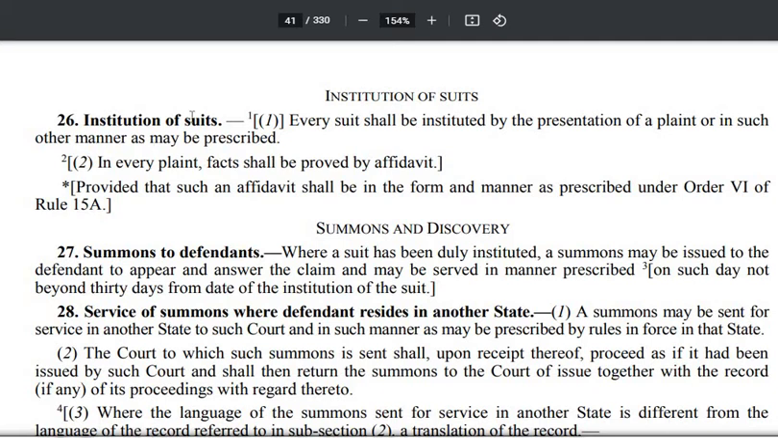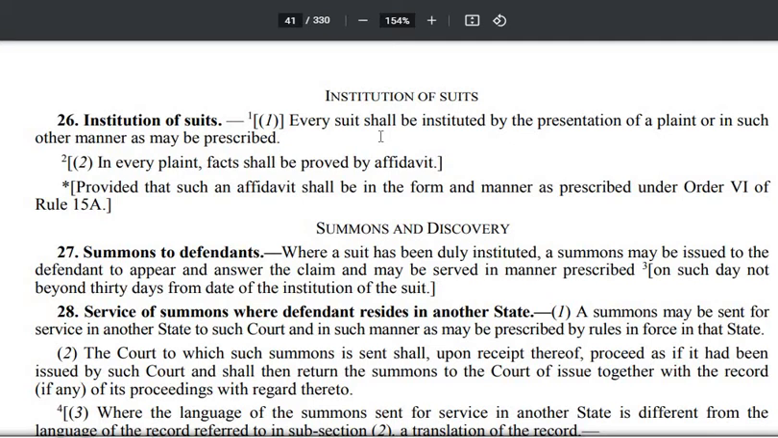So they are declaring in 26 that every suit shall be instituted by the presentation of a plaint or in such other manner as may be prescribed. So you see, they are themselves saying that there is a plaint. The plaint has to be filed, and by filing of the plaint, the suit is instituted. मतलब वो सेक्शन के लैंग्वेज में ही उन्होंने प्लेंट और सूट को डिफरेंट बताया है. A suit shall be instituted upon filing of a plaint means suit is different from plaint. Suit is something more. Plaint आप फाइल करोगे उससे सूट इंस्टीट्यूट होगा. So suit is something more, something beyond a plaint.